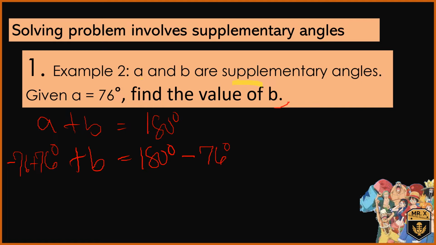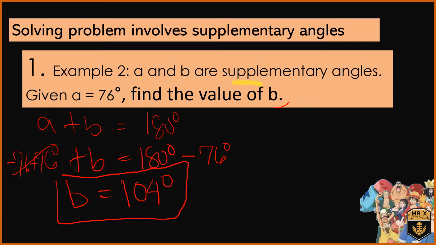Now, 76 minus 76 is 0, so we are left with B on this side. B equals 180 minus 76, that is 104 degrees. That's our answer. We have the value of B, 104 degrees.